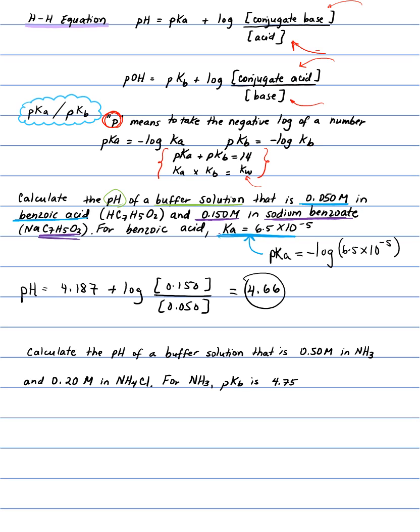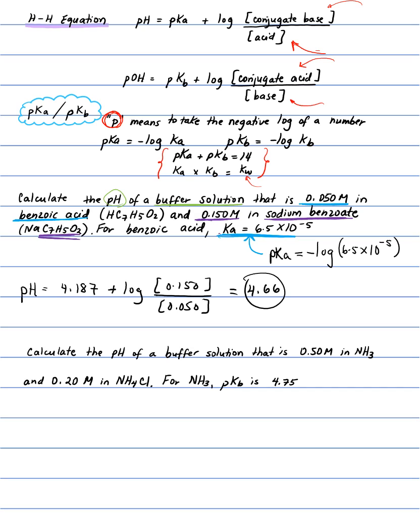So the pH for this buffer solution that is prepared using your benzoic acid and sodium benzoate, with the concentration for the acid of 0.05 and the concentration for the conjugate base of 0.150, that pH is 4.66.